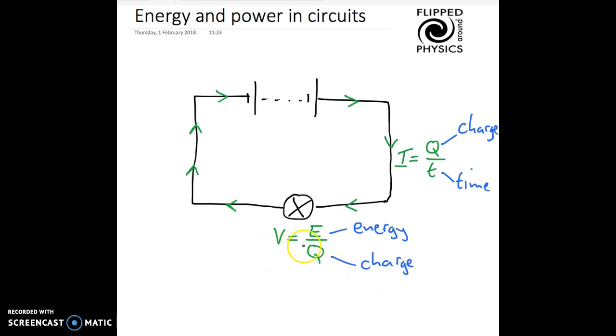Now, just for interest, let's multiply the potential difference dropped across here times the current and see what we get. So I times V equals, if we take I as Q over T, and then we multiply that by V, which is E over Q, you will see that the charge cancels, and we end up with energy over time. And energy per second, energy over time, is the power.